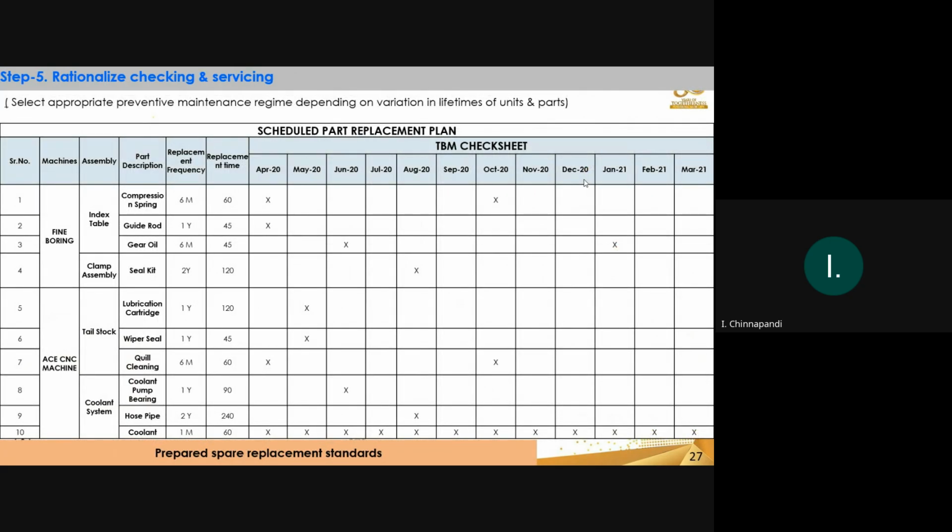This is the scheduled part replacement plan. Once we have done all the corrections and established the standard, we do a mapping. For example, a spindle can run only 5 years, and after 5 years it gives problems. So we map it, and after 5 years it has to be replaced. And some components are replaced in 6 months, in 1 year, in 2 years. So we do the mapping so that before it fails, we can replace the component. That is the purpose of rationalized checking and servicing. Next.